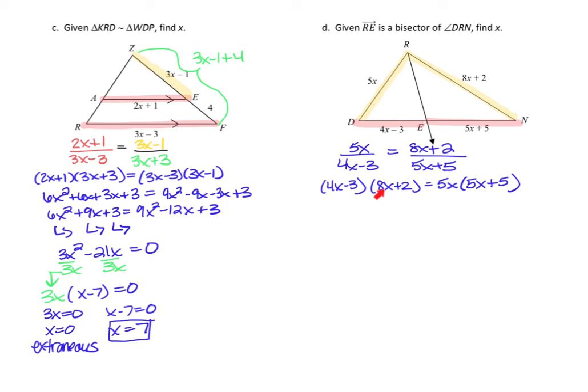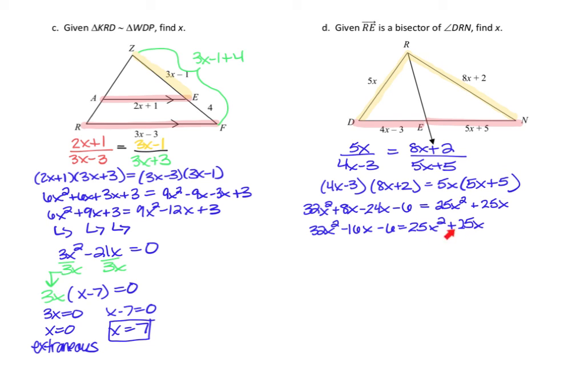So we have 4x times 8x, that's going to give me 32x squared. 4x times 2 is going to give me 8x. Negative 3 times 8x is going to give me negative 24x. And negative 3 times 2 is going to give me negative 6. We set that equal to 5x times 5x, which is 25x squared, and 5x times 5, which is 25x. Next, we're going to combine our like terms of 8x and negative 24x. That's going to give me negative 16x.